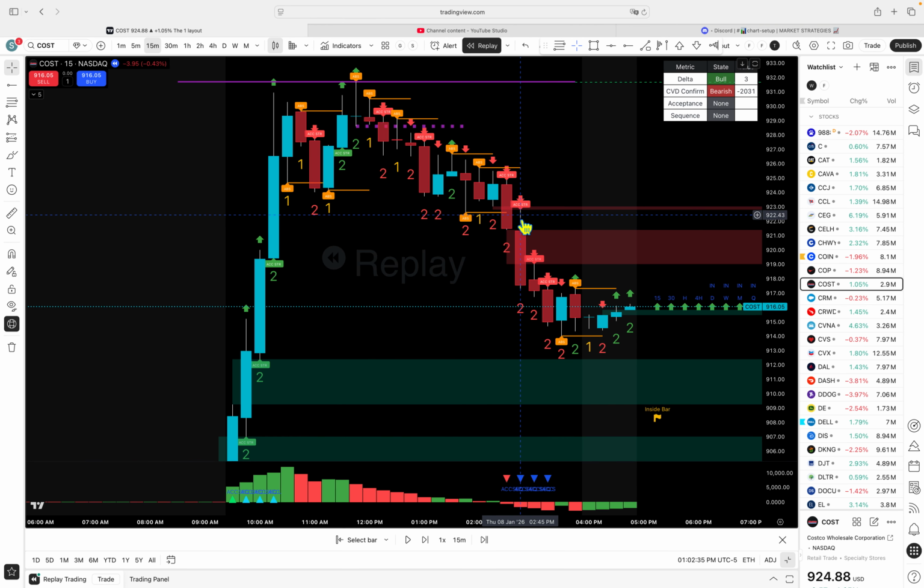What we also need to take note of is that when price got accepted, the CVD switched. Even though these bars were red, the CVD was still net positive. Once it starts to flip into the downwards trend, now we're starting to get net negative. So we got net negative with acceptance, and then now we start to get our continuations.